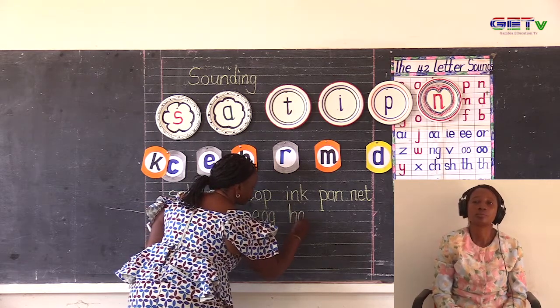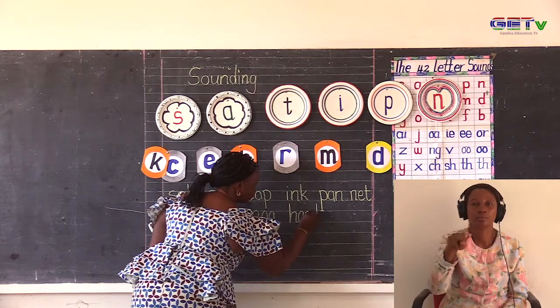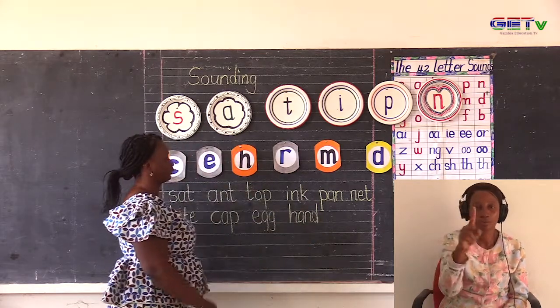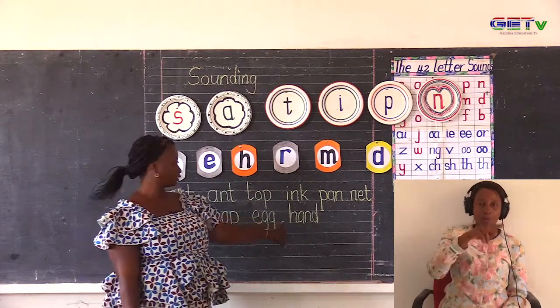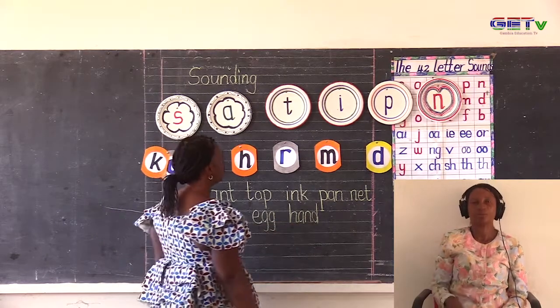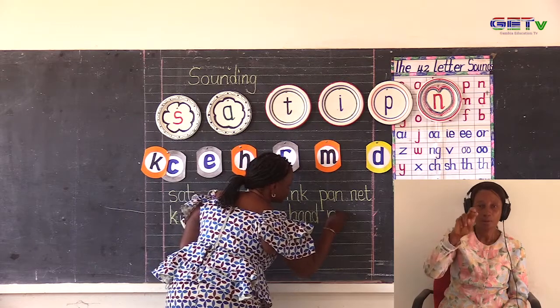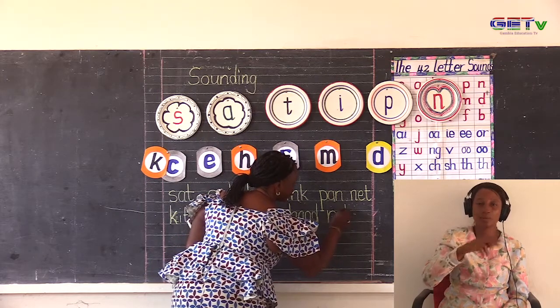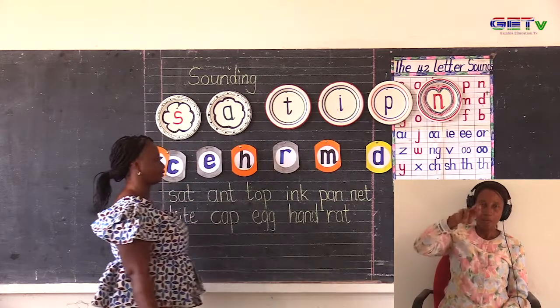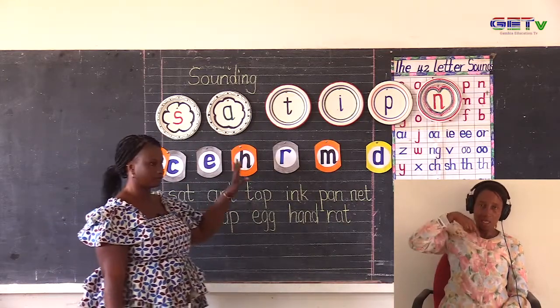Now we move to Han. The initial sound here, what we hear, is H. Now we move to R. Rat. The initial sound of the word rat is r.